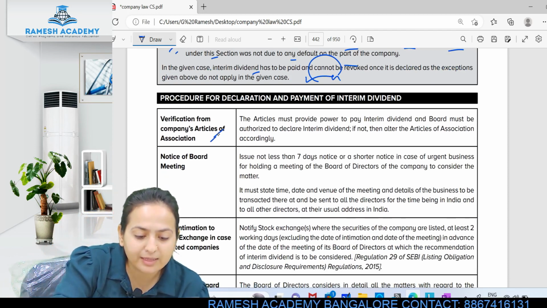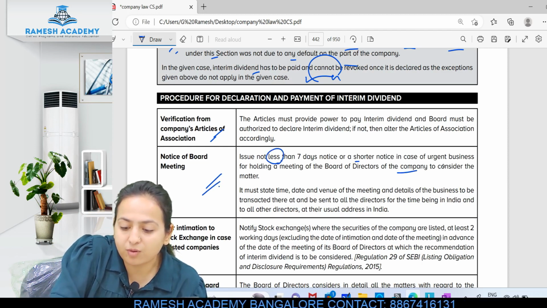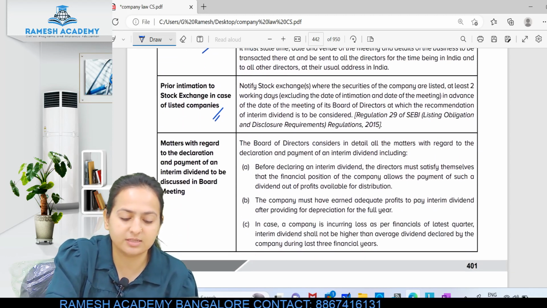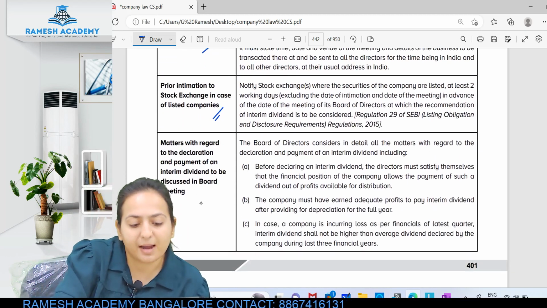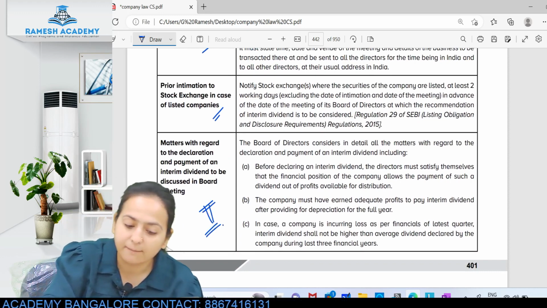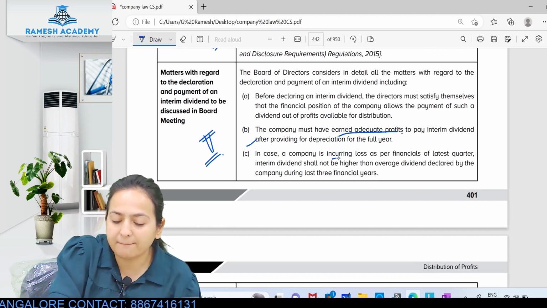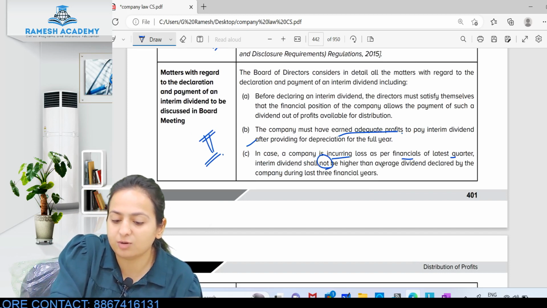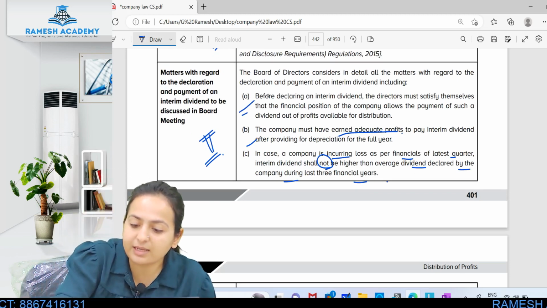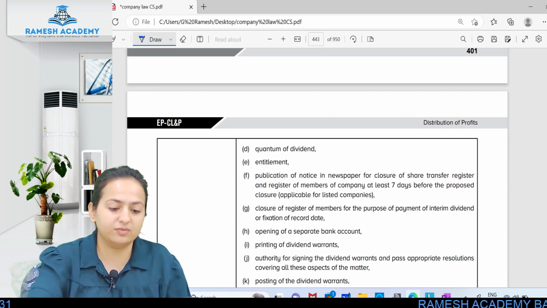Verification you have to do by AOA. E-notice you have to give for the board meeting to consider the matter. Prior intimation you have to give to stock exchanges in case of listed companies. The matter with regard to declaration and payment of interim dividend is to be discussed in a board meeting, that you have adequate profits to pay. Companies that incur losses for the last quarter, the dividend shall not be higher than the average dividend. Before declaring, they must satisfy themselves that the financial position allows for payment of the dividend.